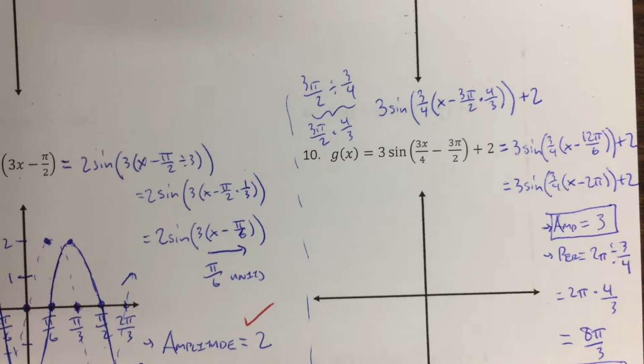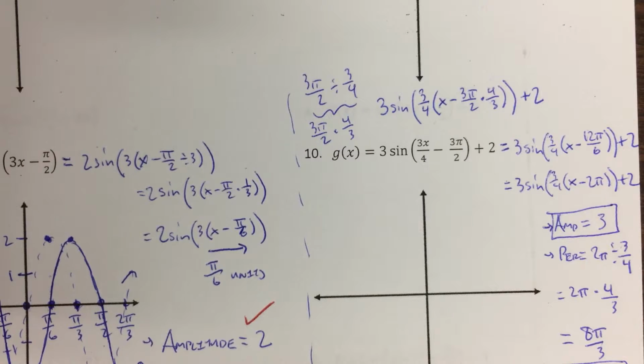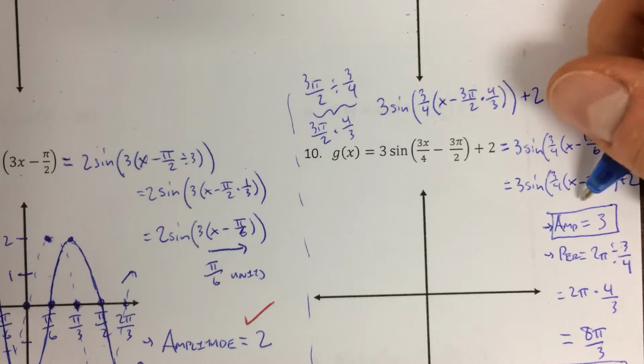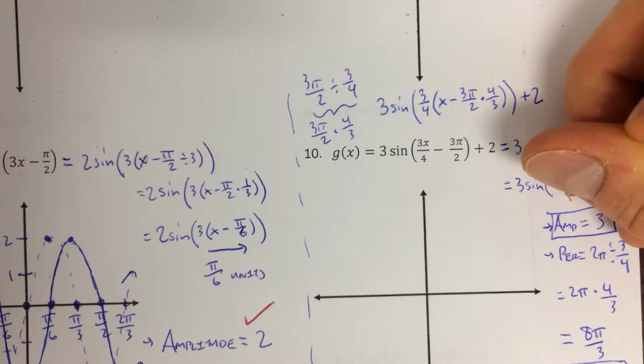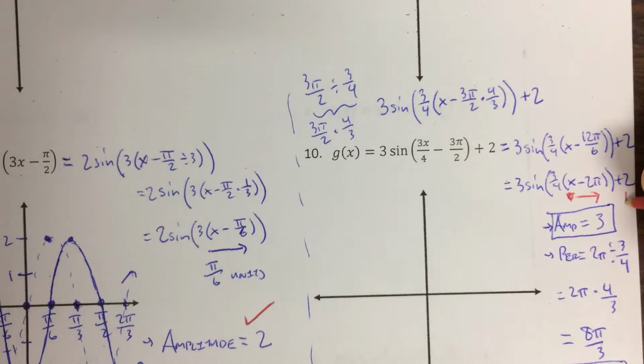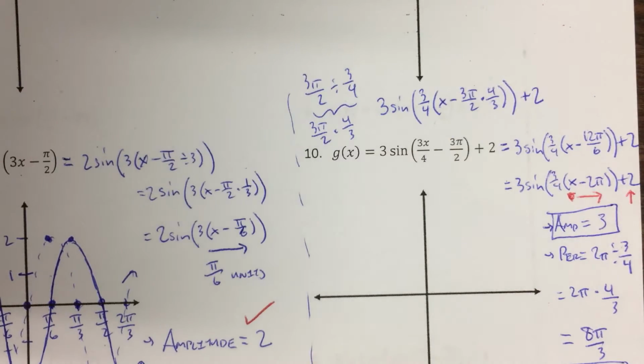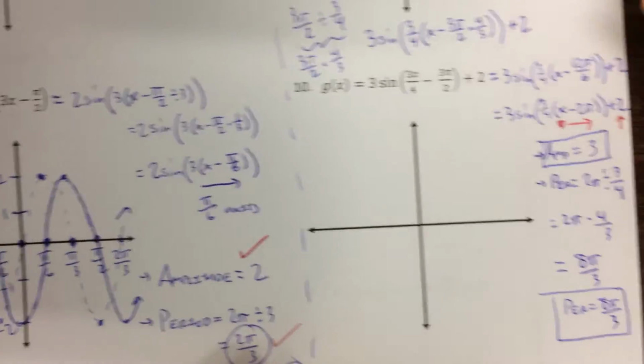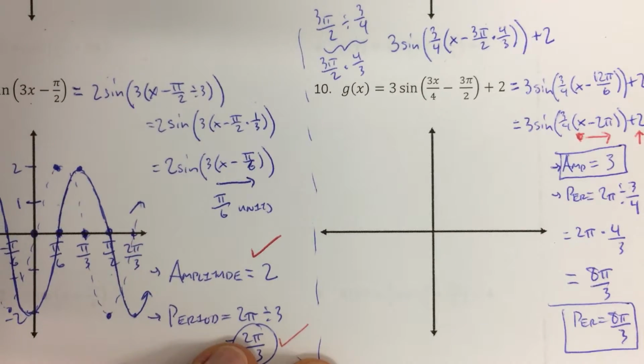And what we also know is we're going to shift. I'm going to do this. Shift to the right 2 pi and up 2, based off of our function here. So I'm trying to keep this all in the video. So let's go ahead and do this. These are our transformations.